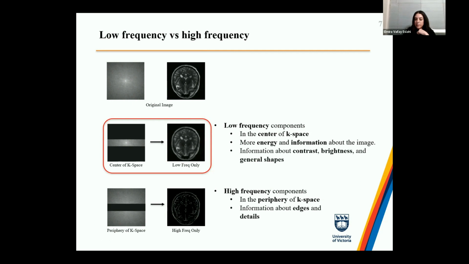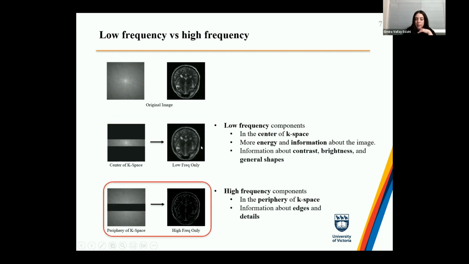For low frequency components, we need to keep data that are in the center of the K-space. The center of the K-space has more energy and information about the image, meaning information about contrast, brightness, and general shapes. As you can see in the image here, you can see everything about the contrast, brightness, and general shapes.